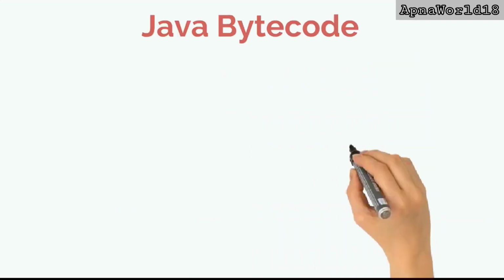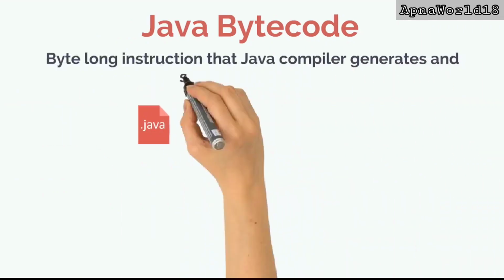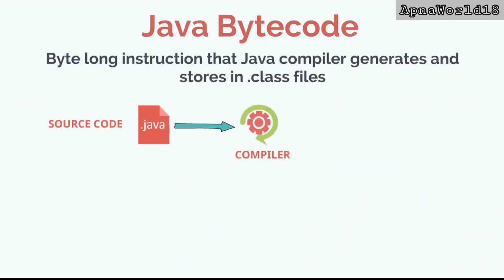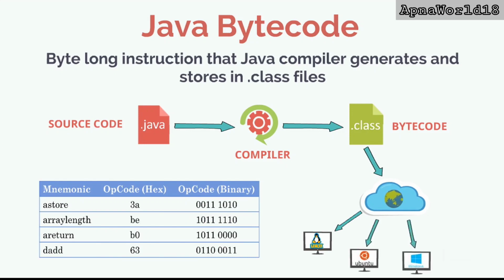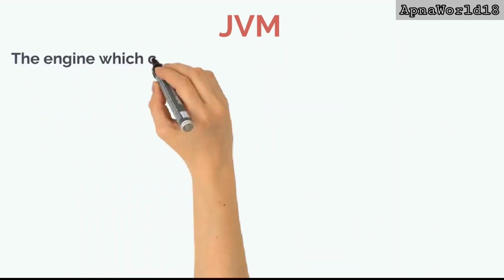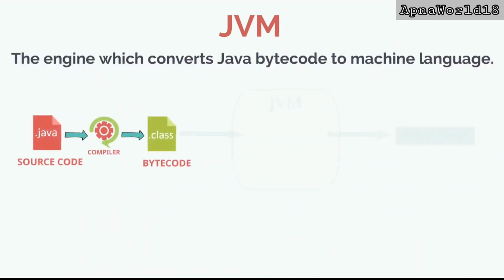Here, Java bytecode is a byte-long instruction that the Java compiler generates and stores in a .class file. It's called bytecode as each instruction in the code is 1 byte long and can have one or more bytes of operands. This bytecode is not specific to any platform and can be inserted in HTML and distributed over the internet. JVM is the engine which converts Java bytecode to machine language.